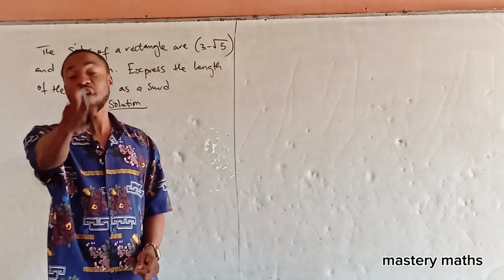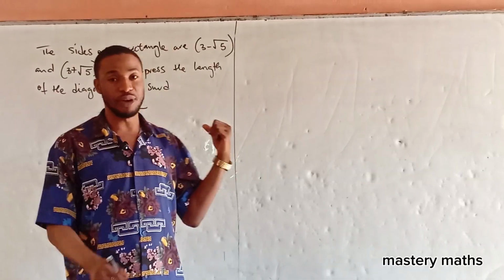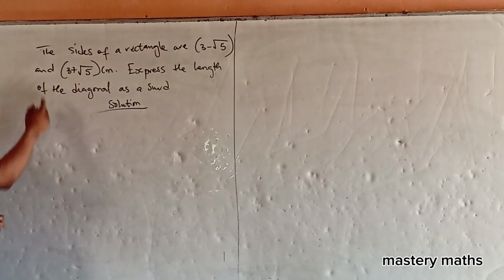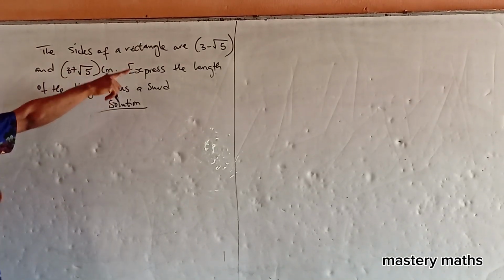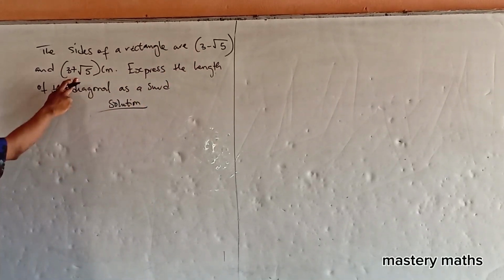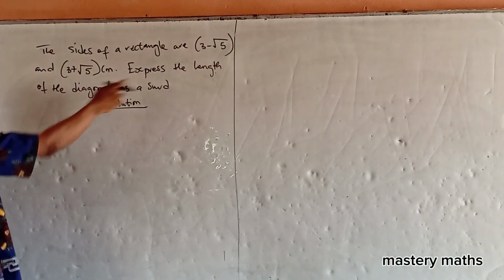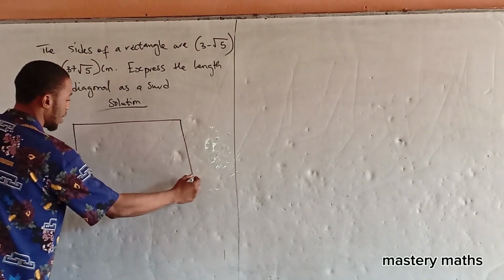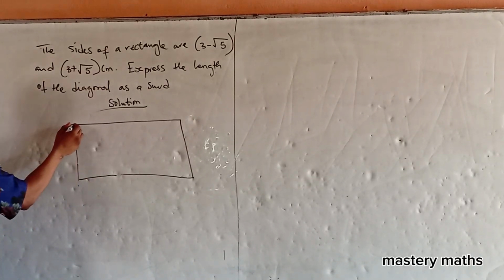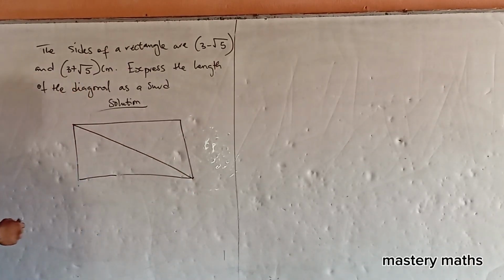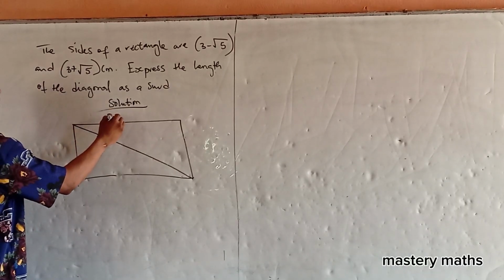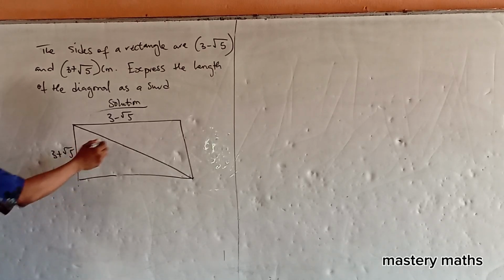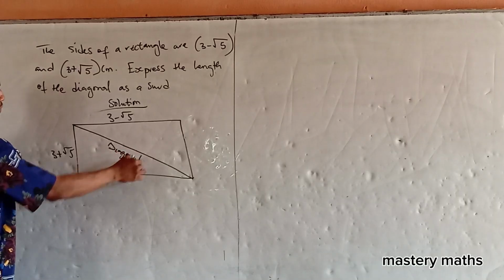Today, I will show you the 5 seconds method of solving this on the board. The size of the rectangles are this and this in centimeter. Express the length of the diagonal as a surd. Remember, the rectangle we drew, we have the diagonal, and we have here 3 minus root 5, and here 3 plus root 5. These are the sides.